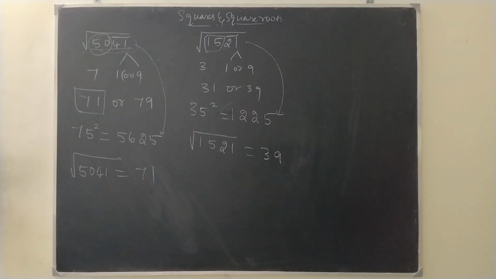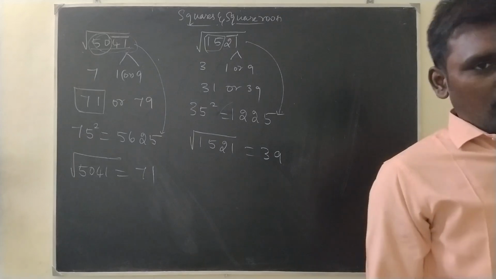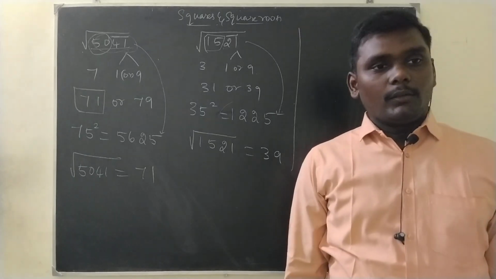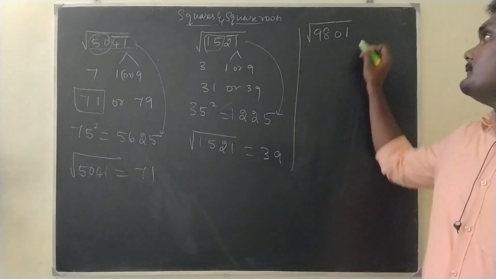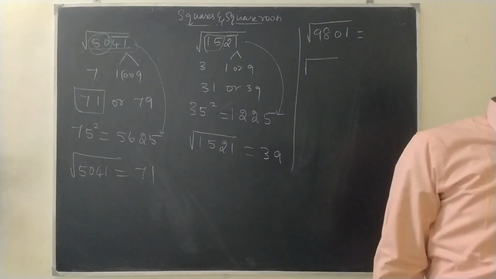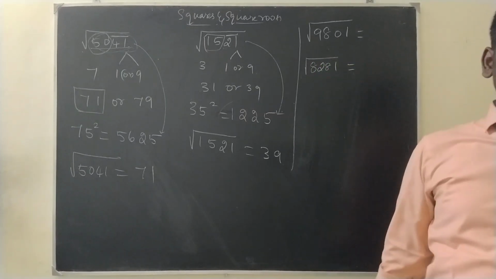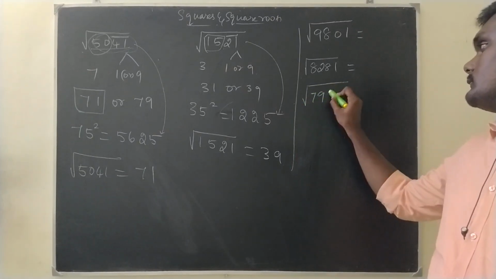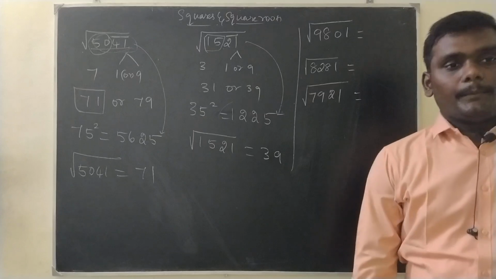Any doubts in this? Okay, it will all get right. Don't worry. Now I'll give you some questions. You just try to figure them out. Square root of 9801, square root of 8281, 7921. Try to figure out the square roots of these numbers.